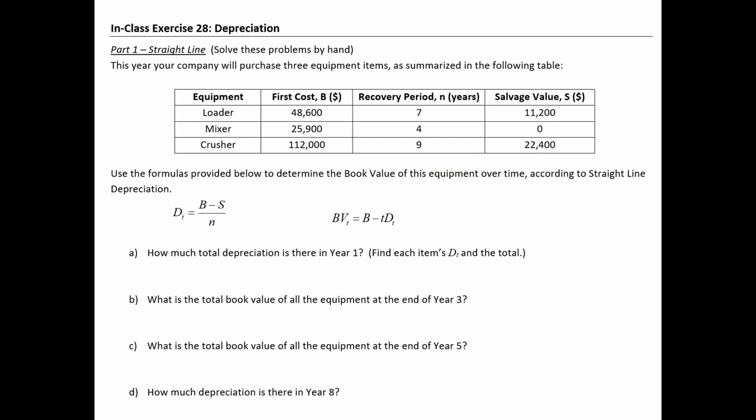Okay, so here's where you're going to get some practice. For this one, you should solve these problems by hand. Part one is on the front side of the paper where we're looking at straight line depreciation. And then when you finish the straight line depreciation, the back side of the paper has declining balance. So you can get started on that, but I will chime in with the solution to the straight line after I see some folks have got that done.